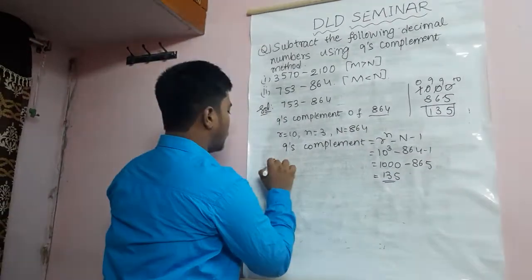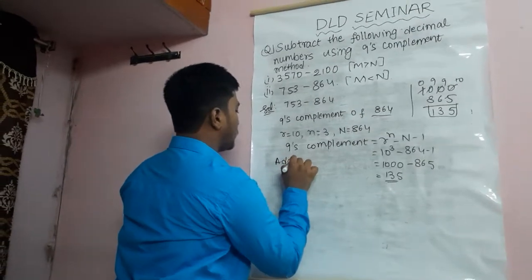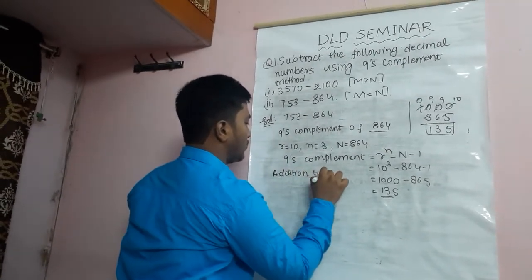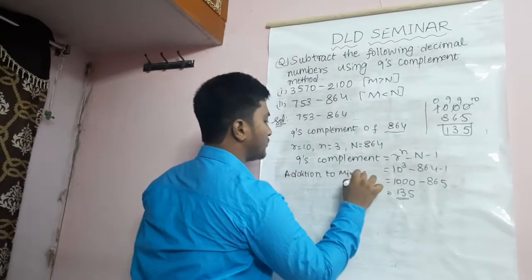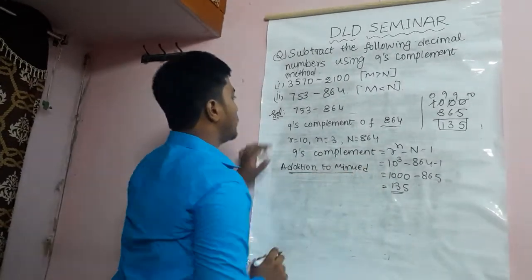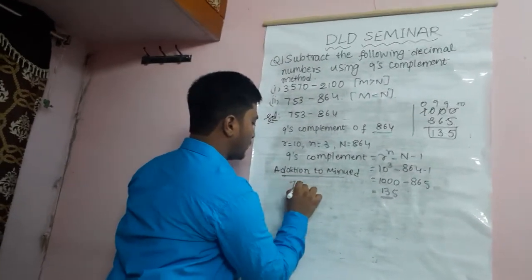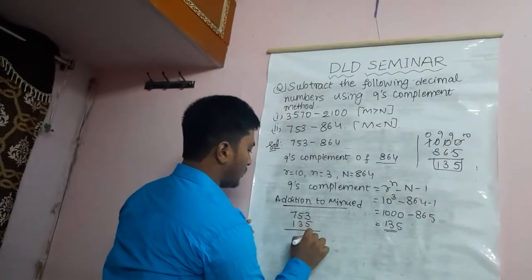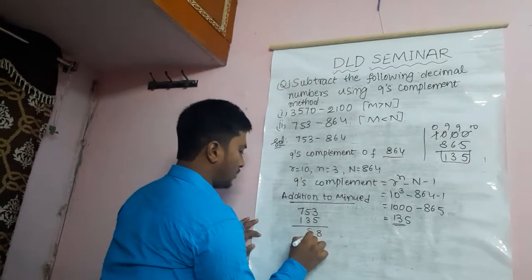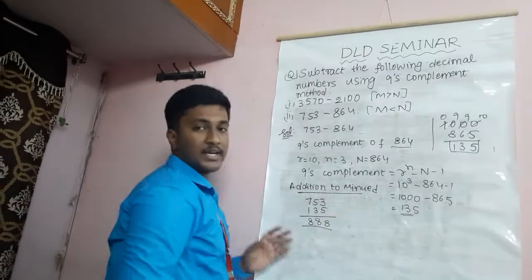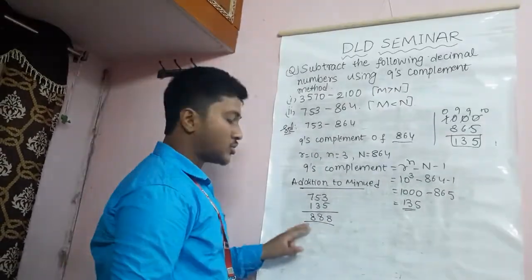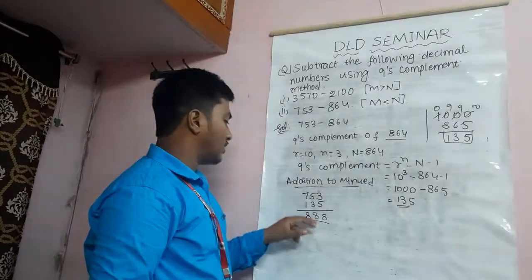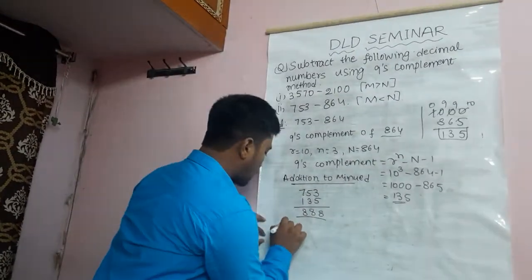Now adding to minuend. Addition to minuend. So the minuend is 753 plus 135. 888. In this case end carry is not produced. So again we should find 9's complement of the sum. 9's complement of 888.